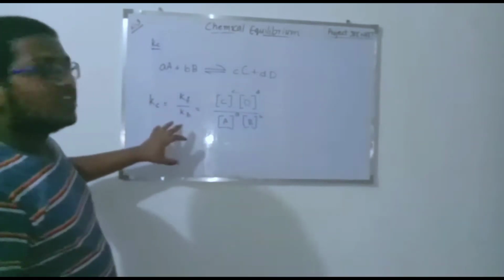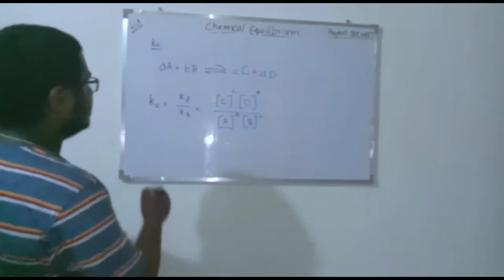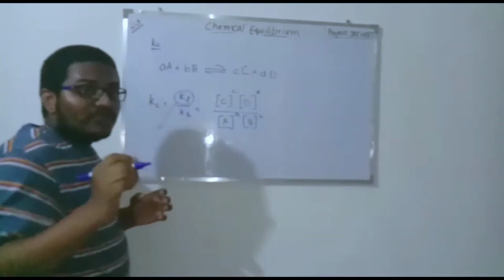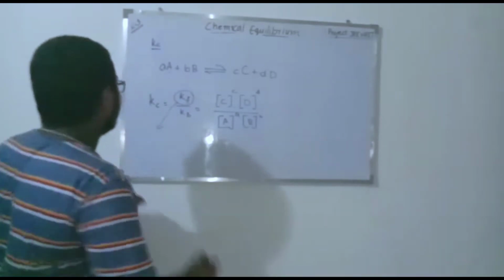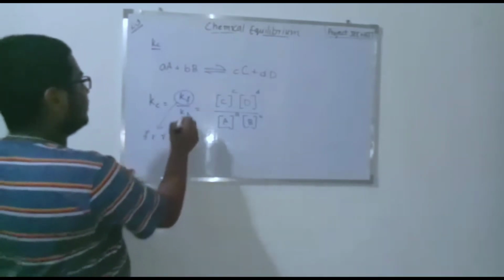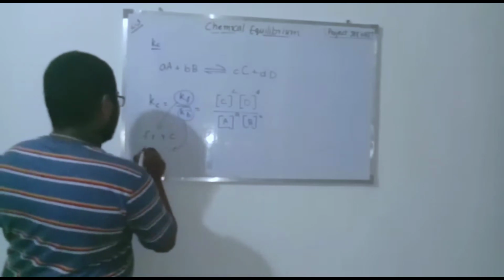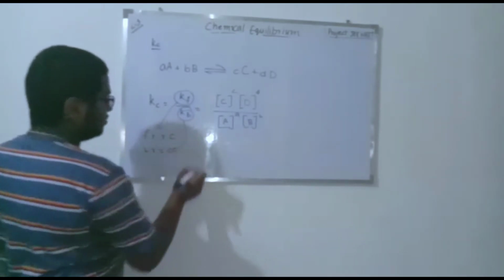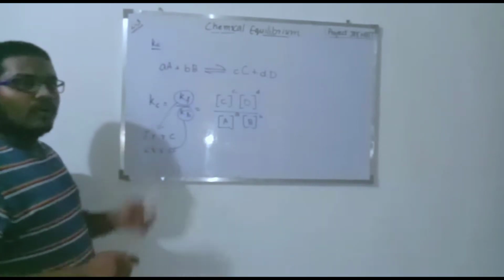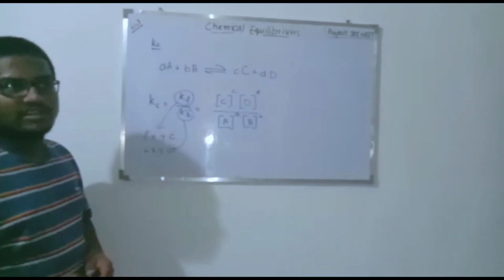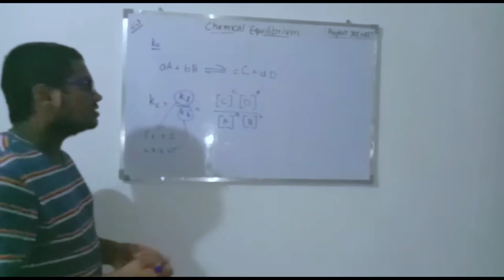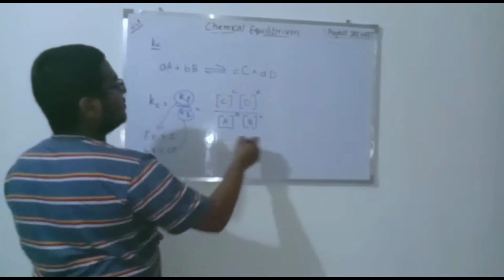There are many new terms here, so let us understand them. Kf is the forward reaction rate constant, and Kb is the backward reaction rate constant. These two are the new terms here. In some questions we may be asked to find the forward reaction rate constant or backward reaction rate constant, by giving any one of these two and the equilibrium constant. So the main formula is this one.